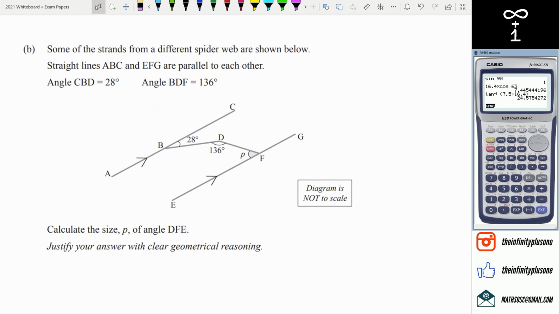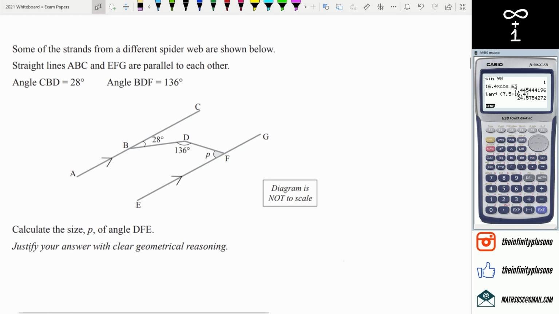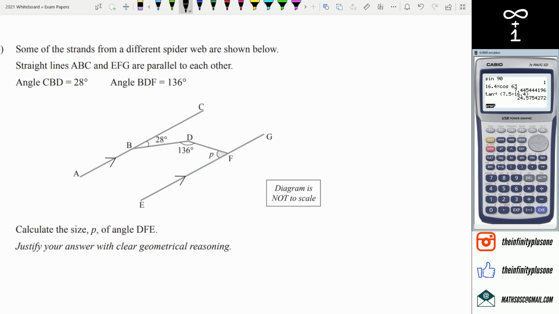Okay, so question B here, 28, 136, parallel lines. We are asked to figure out what angle P is. Now, there's a couple of ways of doing this. So what do I mean by a couple of ways? The first method you could do is extend this line BD, like you can extend it out like that.